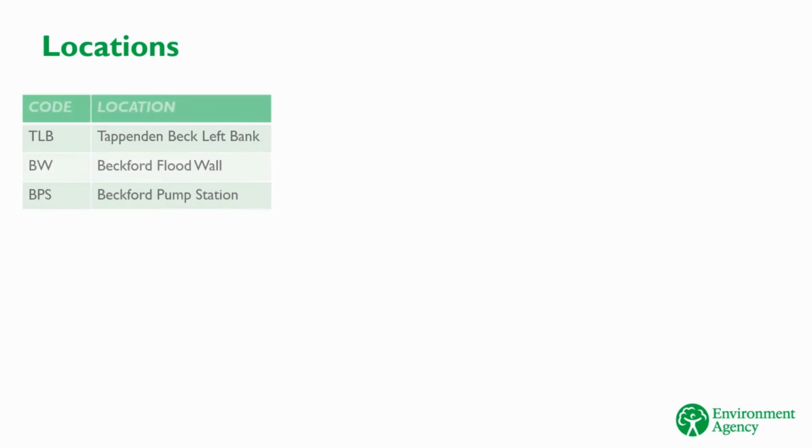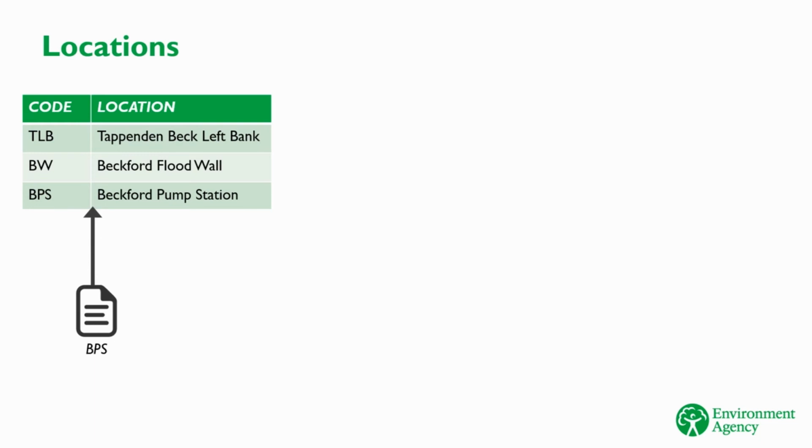BIM introduces the concept of location codes. These codes are used to classify data and information according to the physical location of the thing they describe. For example, if you have a document that relates to a specific part of your scheme, you tag the drawing with the location code of that feature. The location codes are associated with coordinates which place them in the real world.